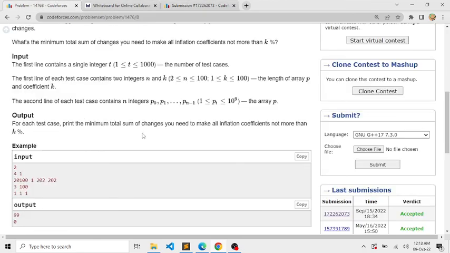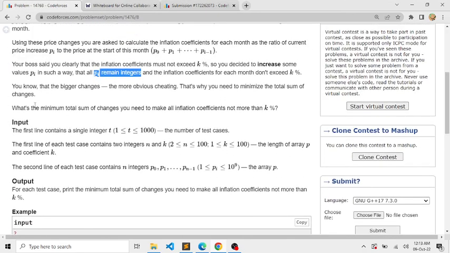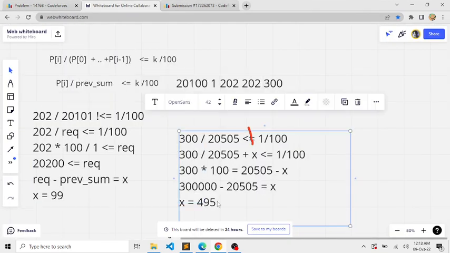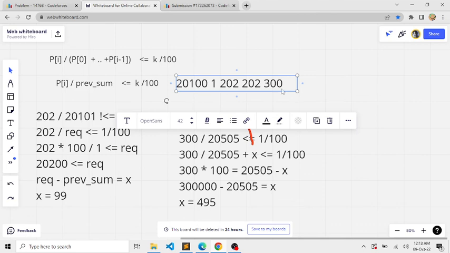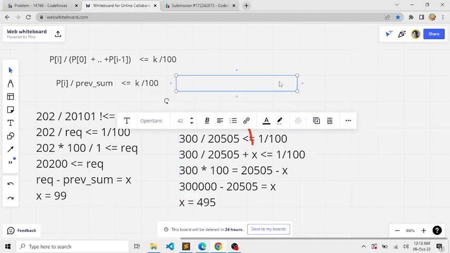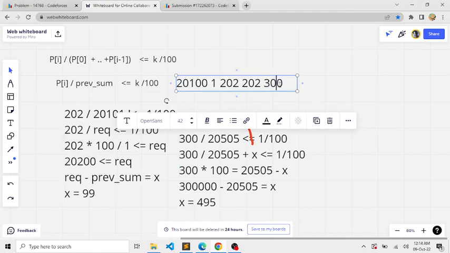And if you might be confused with the minimum total sum, then don't worry, because this 495 that we got is the value of x that for this condition is as minimum as possible. Got it? Go over the video again and go over the problem statement again if it still confuses you. But this is what it is. x is the minimum value that you can add for this condition, for this 300 equation to be valid.